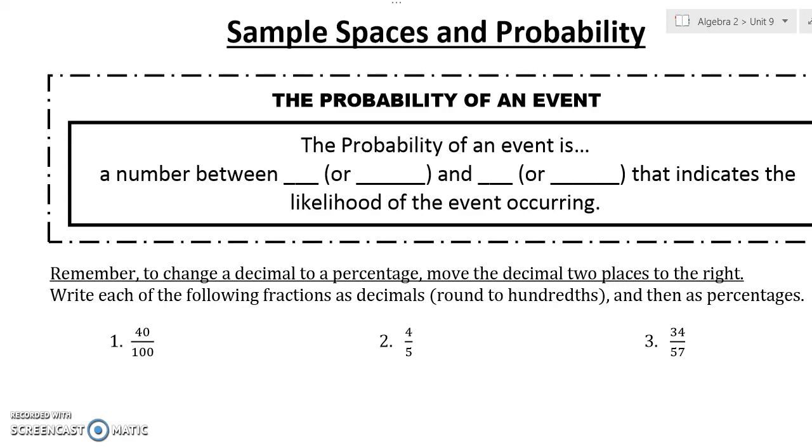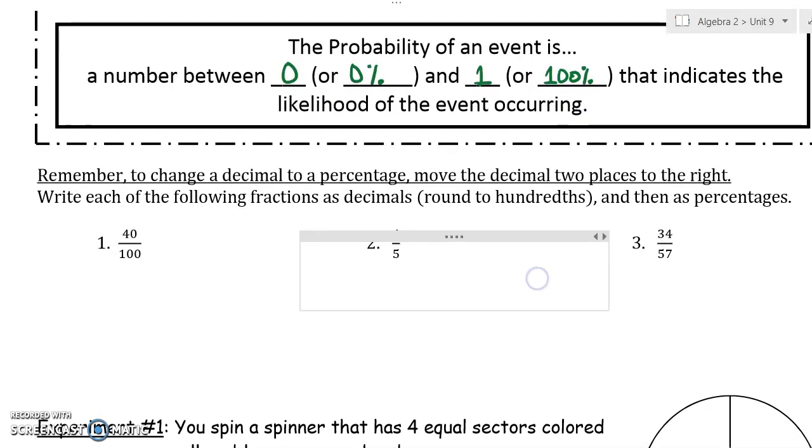Alright, we're going to talk about the probability of an event. The probability of an event is a number between 0 or 0% and 1 or 100% that indicates the likelihood of an event occurring. Sometimes we say things like, that's never going to happen. That is your way of saying that there is a 0% chance that it's going to happen. So the probability is 0.